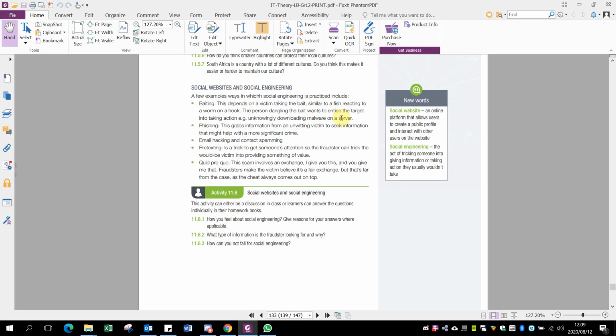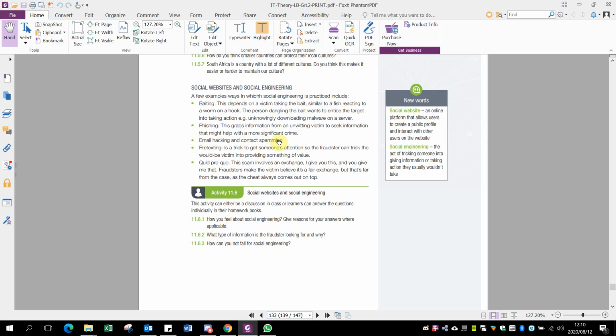So this could be like they'll say that you have won 1 million rand and you must just download this form to complete it so that the money can be transported or placed into your account. And by doing that, you could actually download malware onto your PC. Phishing, we discussed this. Phishing is where you get an email, somebody trying to entice you into giving out some of your information so that they can use it for identity theft.